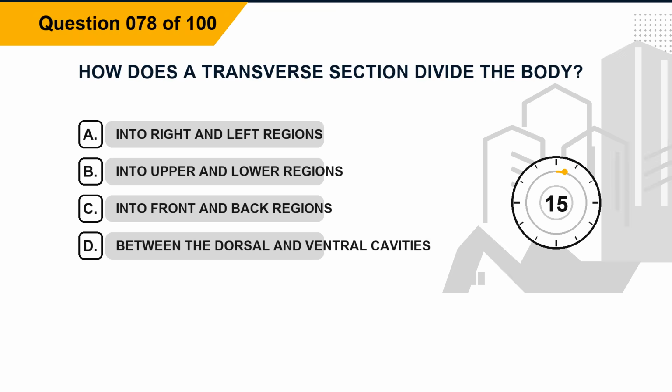Question 78. How does a transverse section divide the body? Option A, into right and left regions. Option B, into upper and lower regions. Option C, into front and back regions. Option D, between the dorsal and ventral cavities.